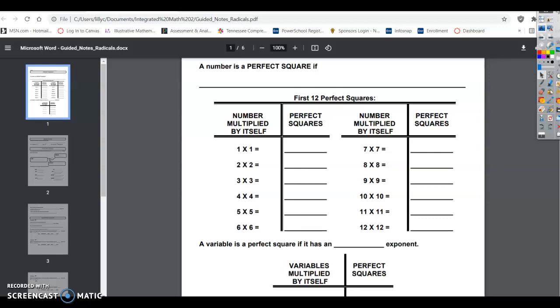Hey guys, so today we're going to talk about simplifying radicals, and in order to do that we need to start by talking about perfect squares. So a number is a perfect square if it's multiplied by itself.